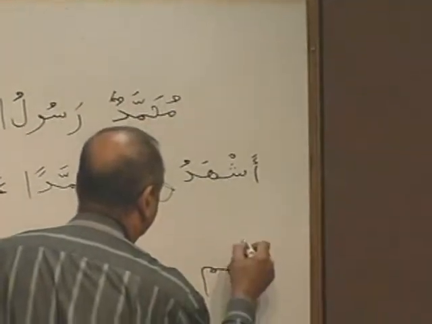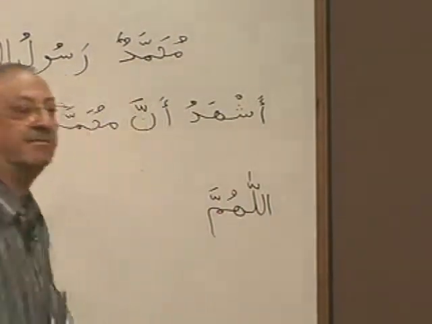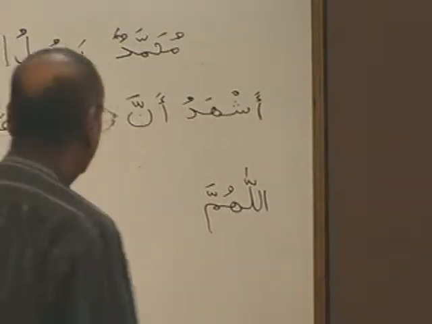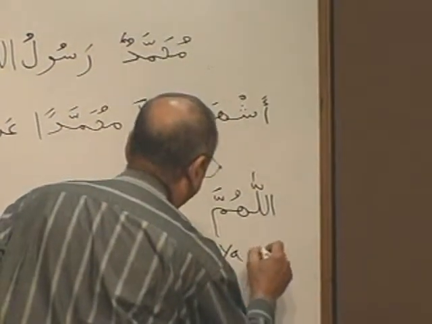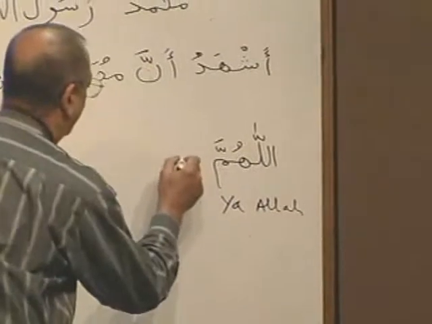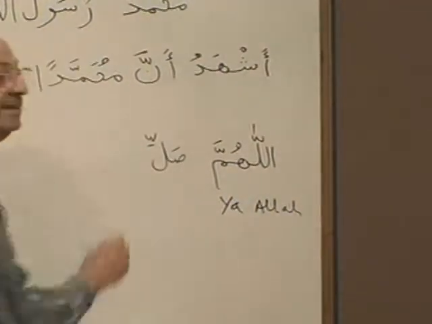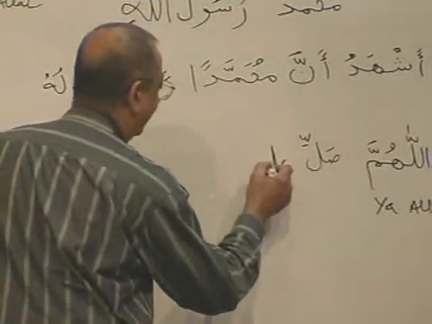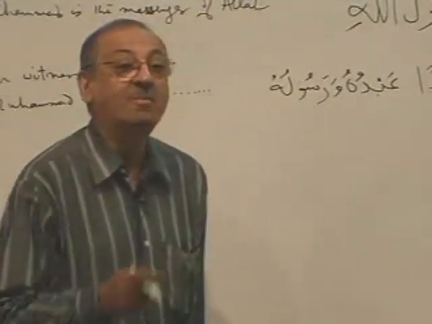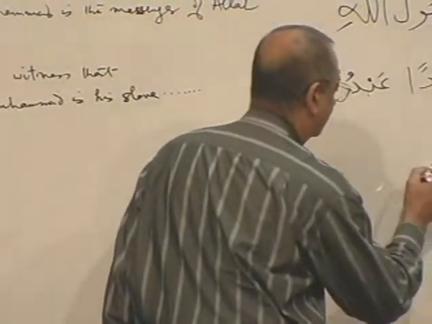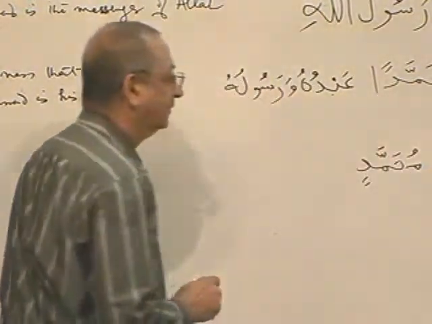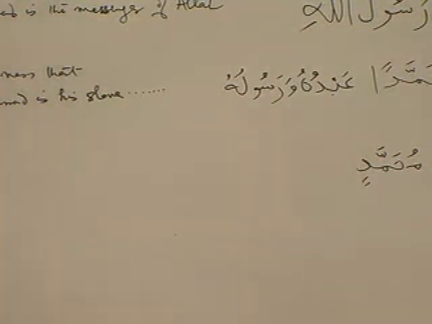Allahumma. What is the meaning of Allahumma? Ya Allah. Allahumma salli. We say every day, Allahumma salli ala Muhammadin. Oh Allah, send your blessings on Muhammad.